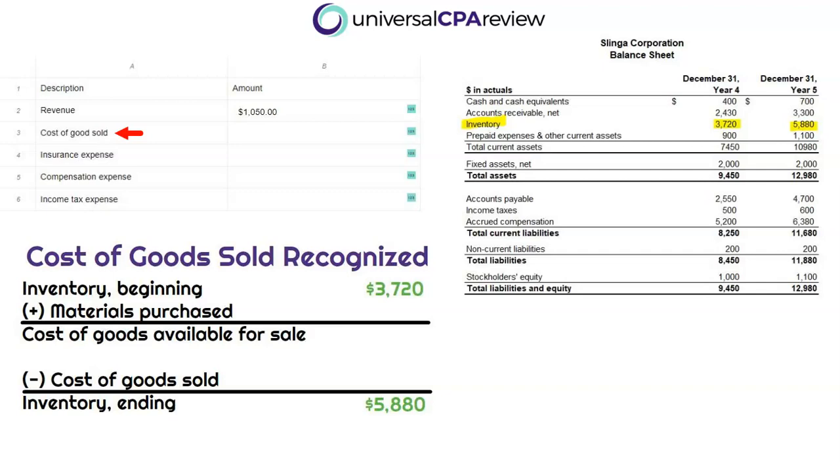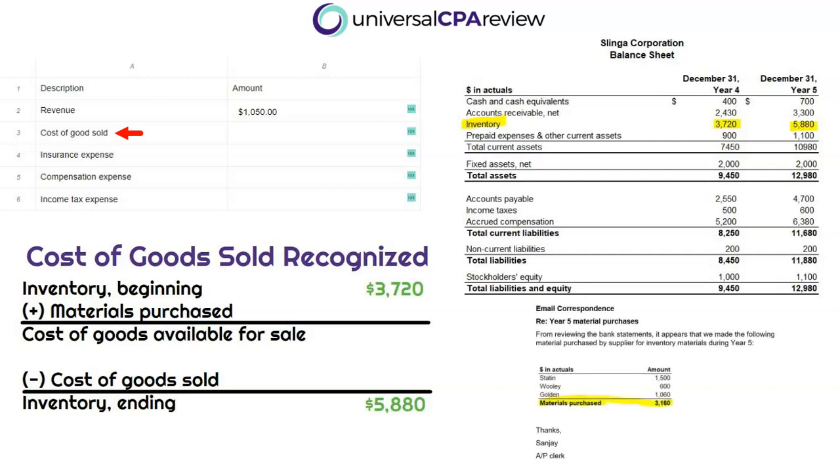Now, from a cash basis perspective, that is going to be the amount of materials purchased. So that's not going to be on the income statement. That's certainly not going to be on our balance sheet. So we will have to reference one of the exhibits. So if we pull up the exhibit that has some email correspondence with our pal Sanjay, who's an AP clerk, well, he gave us the information we need.